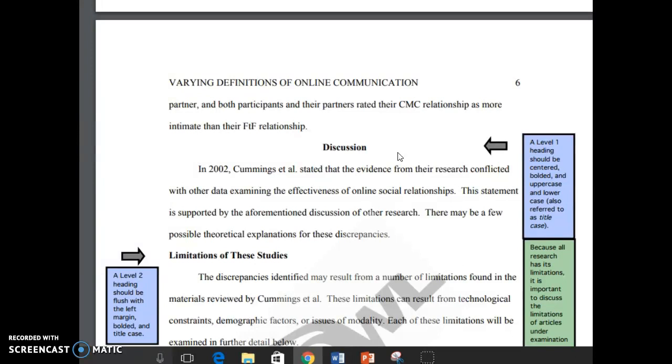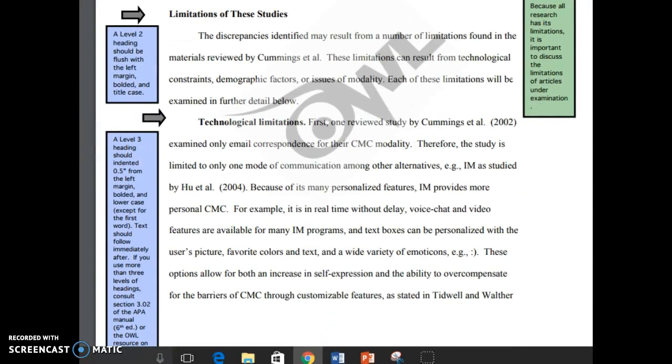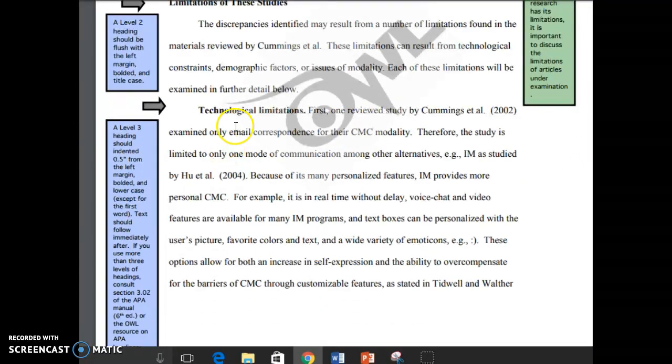Now if you're going to use a level 2 within each main section, then you would flush that to the left of the margin. It's still bolded, and it's still in that title case as well. When you get to level 3, it's indented a 1/2 inch from the left margin. It's still bolded, and this time you only capitalize the first word if you have more than one.